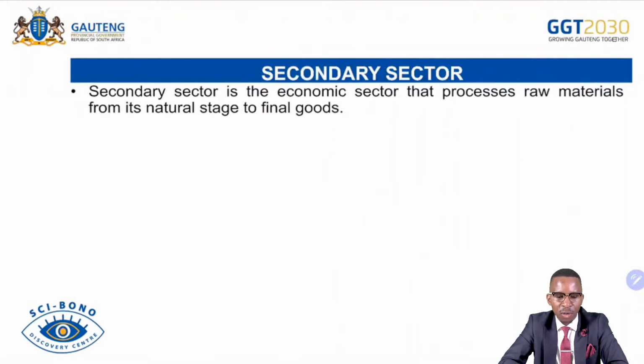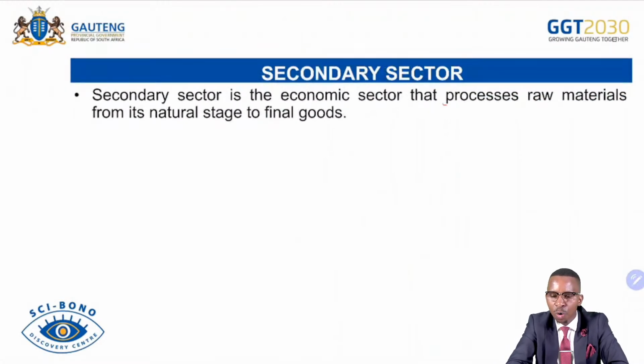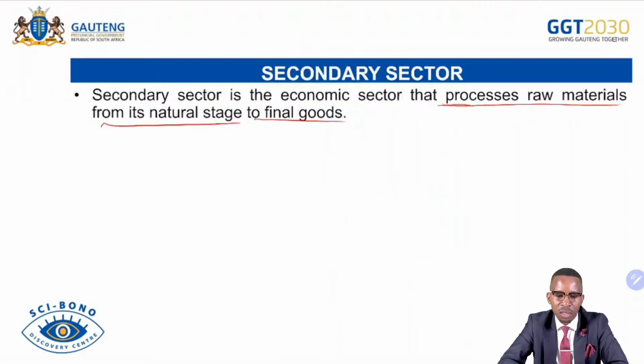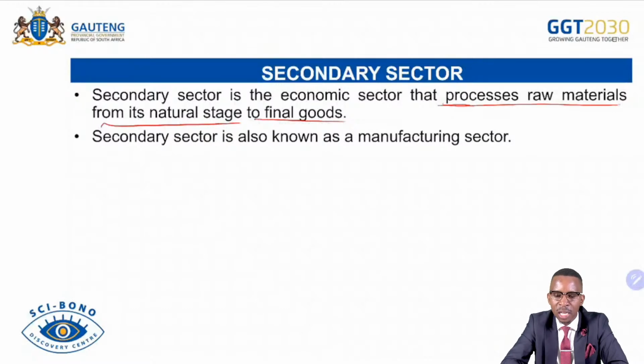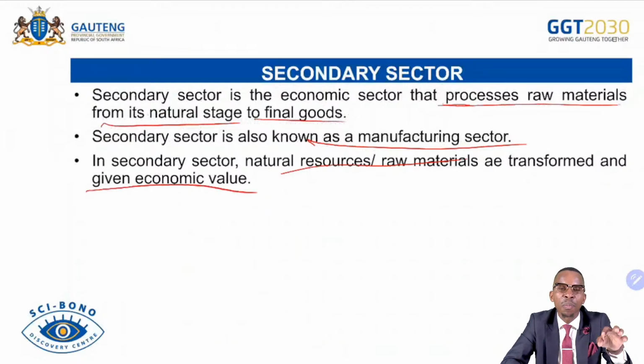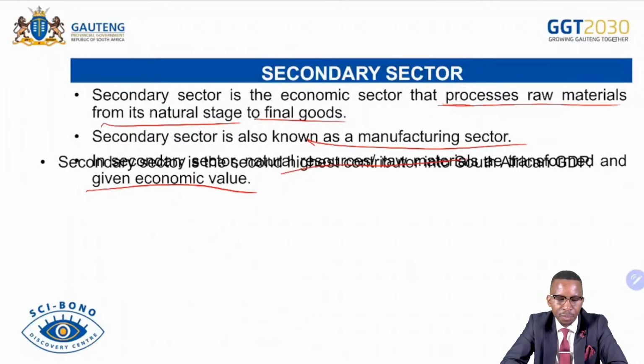The secondary sector is the sector that processes raw materials from their natural state into final goods and services. That is known to be the secondary sector. The secondary sector is also known as the manufacturing sector in the economy because it manufactures goods and services. In the secondary sector, natural resources or raw materials are transformed and given economic value. So they will be given extra value from the primary sector to become finished goods, then they can be transferred to the tertiary sector.